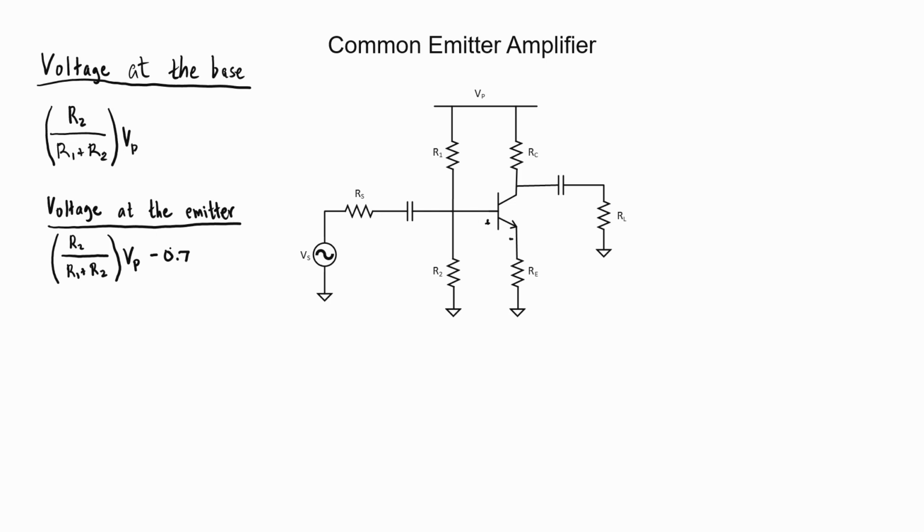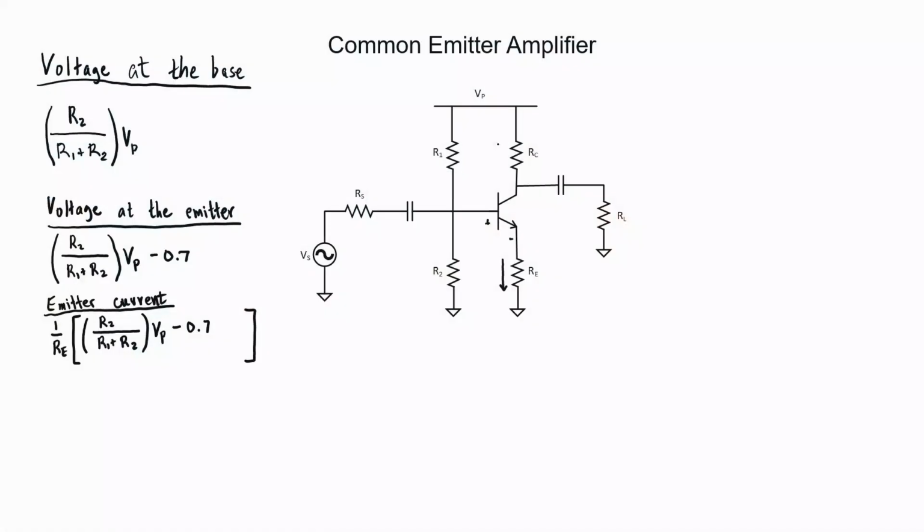Now that we know the voltage at the emitter, let's find the emitter current by applying Ohm's law across the emitter resistor R sub E. I just need to take the voltage that I've just written down and divide it by R sub E. This is the current that we've just found, and I am going to assume that the base current is small.